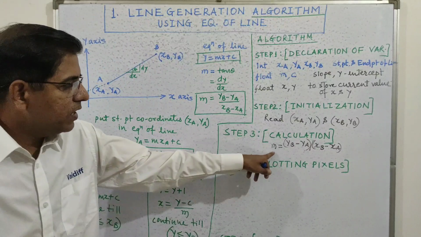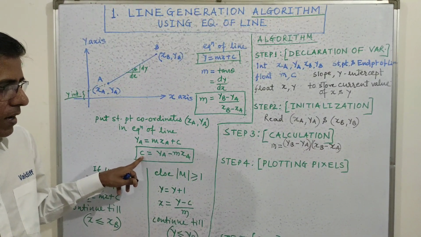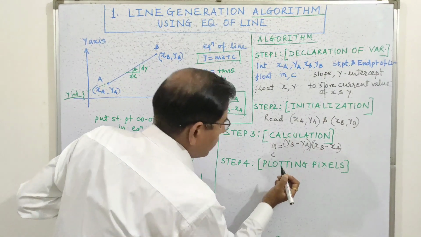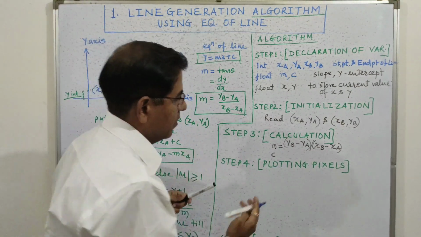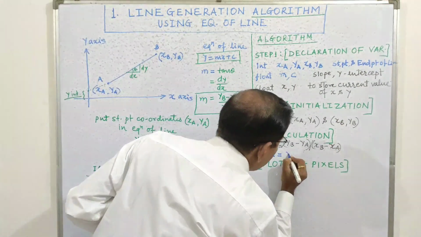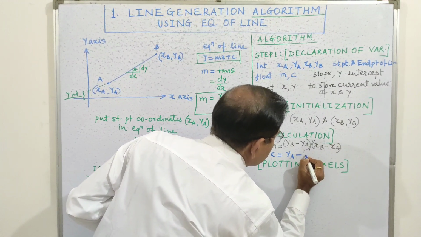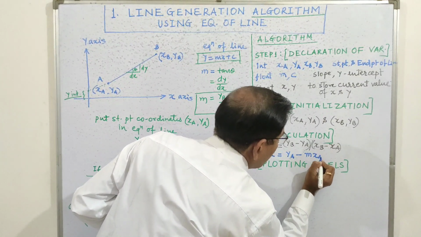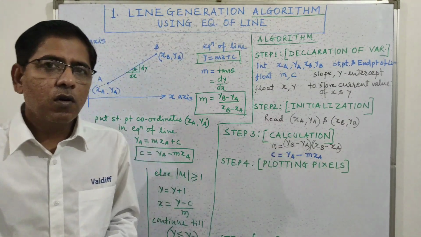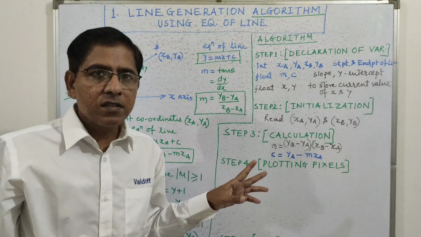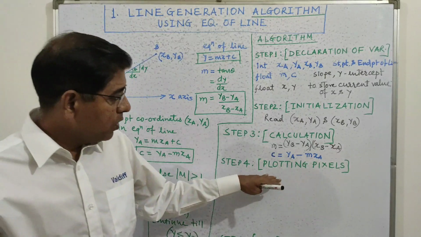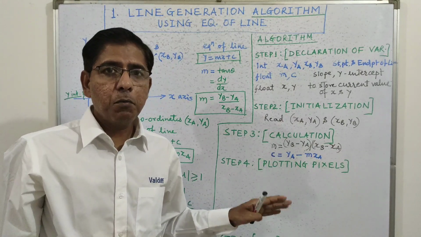Okay. Similarly, the second formula that we'll write is C is equal to YA minus M into XA. So these are the two constants that we need to keep ready before plotting pixels. Okay. Now step number 4, which is actually plotting pixels.